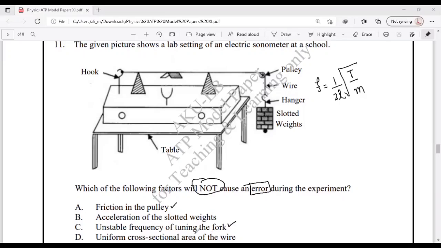And acceleration of the slotted weight. So these slotted weights, if they are moving or accelerating, can change the tension in this string. So this acceleration of the slotted weight can cause the error in this experiment. So we always use a wire or thread of uniform cross sectional area. So by using this cannot cause an error in our experiment. So option D is the right answer.